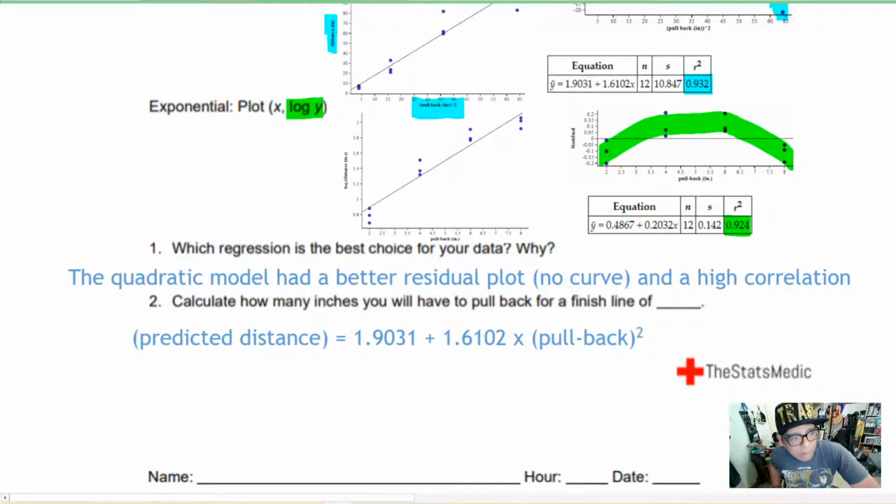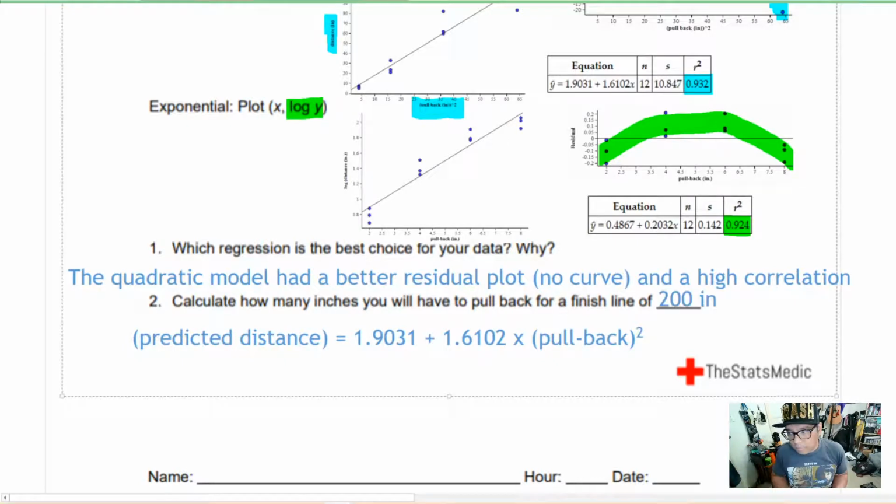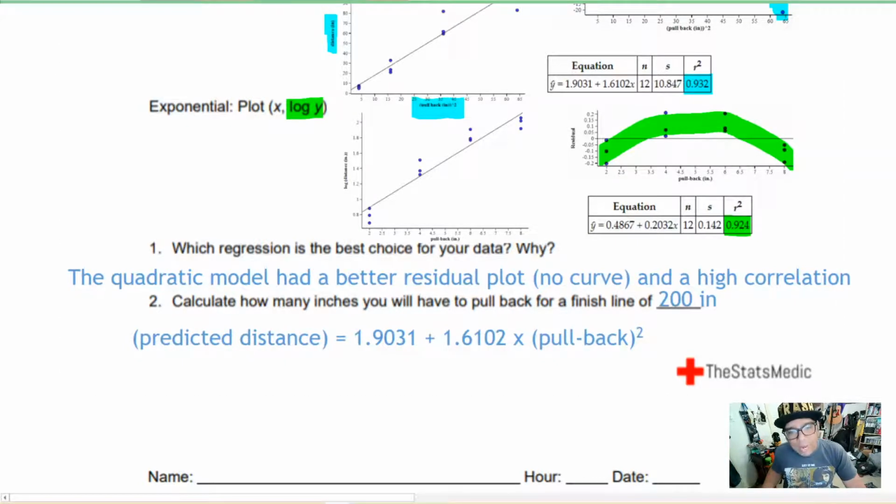Our quadratic model is predicted distance is 1.9031 plus 1.6102 multiplied by the square of the pullback. And when we write it like this, we can see pretty obviously this is a quadratic model because we are squaring our explanatory variable. So how far do we need to go? 200 inches. So how far would we need to pull back our car to make sure that it goes 200 inches without going over? I think that's part of the idea here.